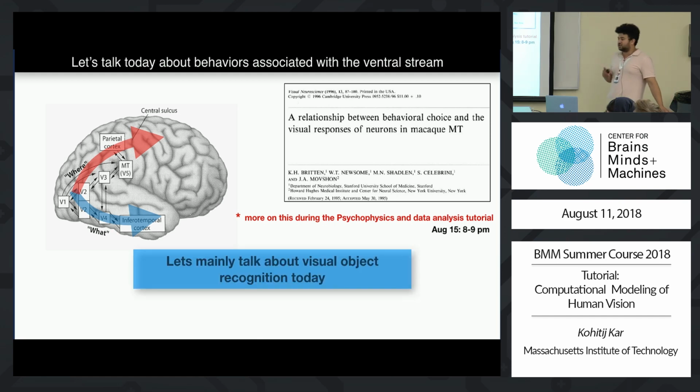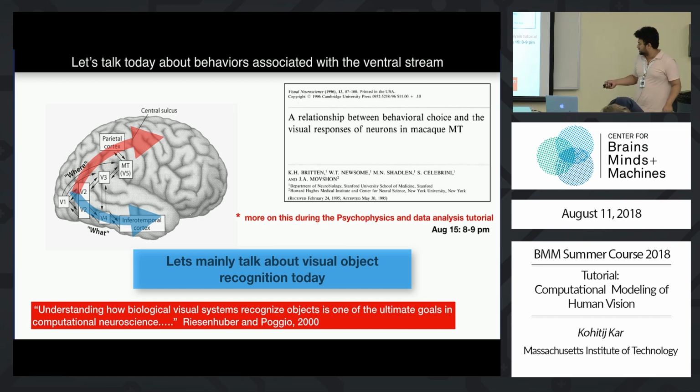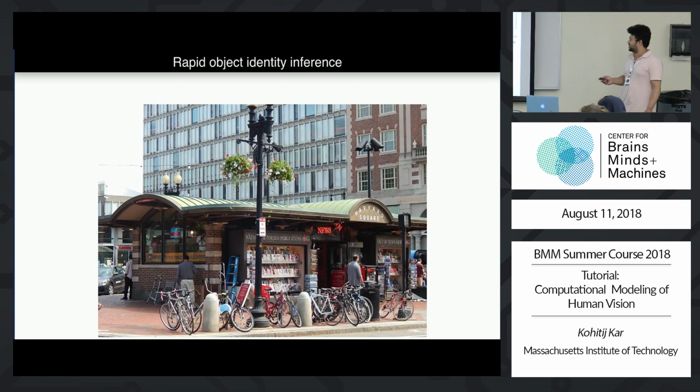And this is also approved by Tommy because he has this quote in his paper that understanding how biological visual systems recognize objects is one of the ultimate goals in computational neuroscience. So I'm going to talk about the object recognition problem.